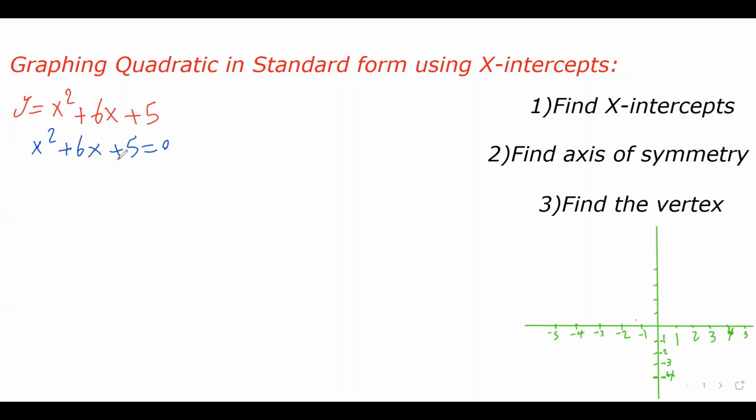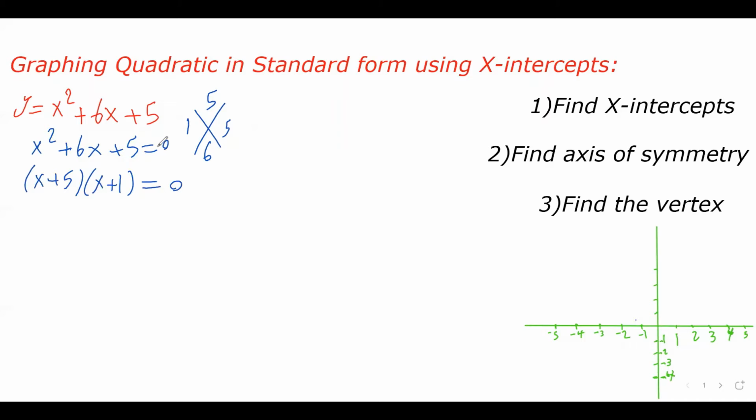Let's do that. If I want to factor this quadratic, I'm looking for two numbers whose product is a times c, which in this case is 5, and whose sum is 6. If you add those two numbers, you get 6. What are those two numbers? Those are 5 and 1. 1 times 5 is 5, and 1 plus 5 is 6. So my factors are x plus 5 and x plus 1, equals 0.